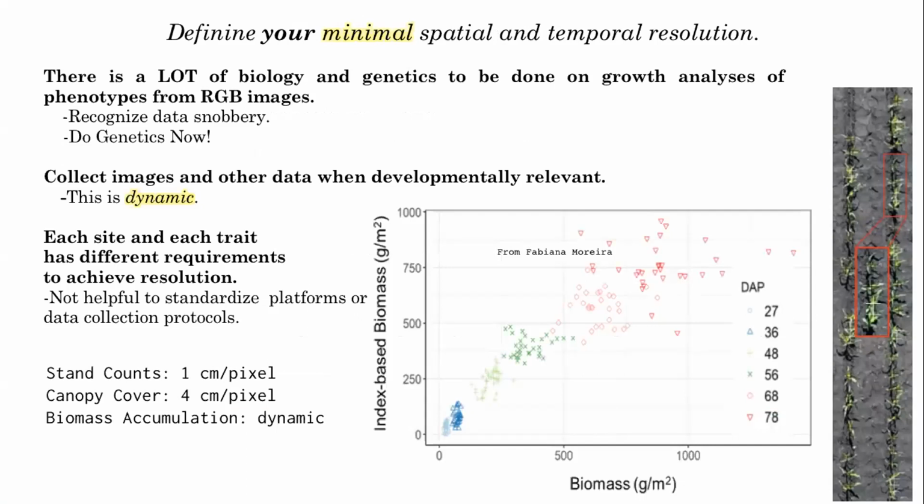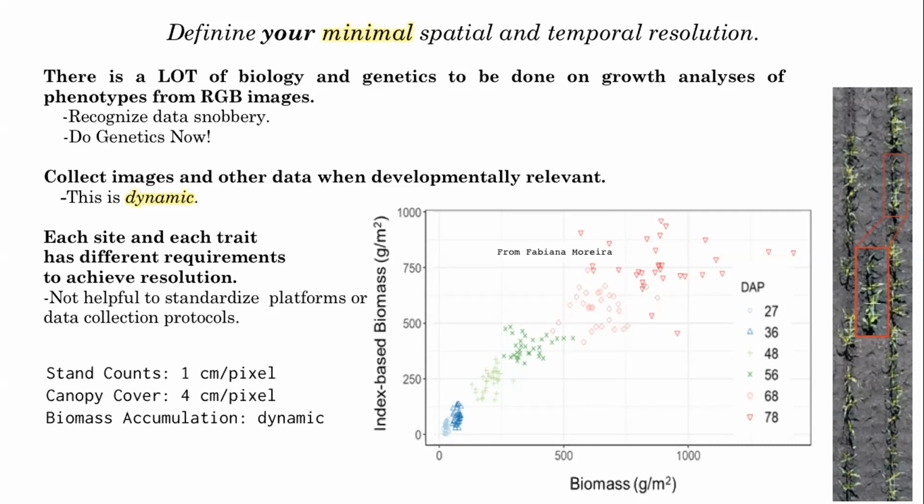So I think it's important as scientists, I advocate that when designing field-based phenomics experiments or trying to apply phenomics to something like a breeding pipeline, that scientists define their minimal spatial and temporal resolution, that the spatial and temporal resolution should be defined by the scientists, and it's definitely a moving target.